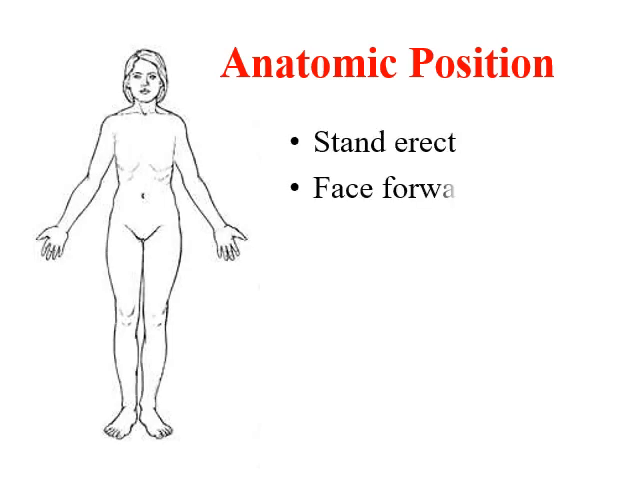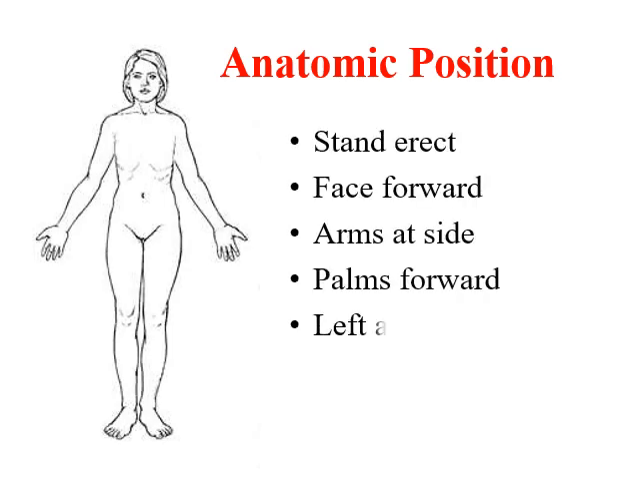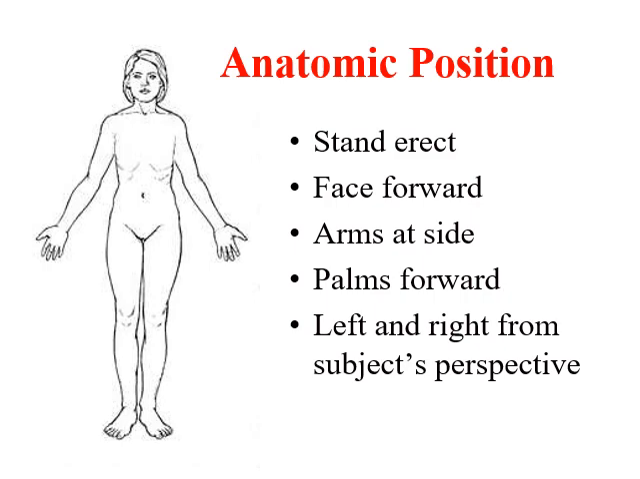To prevent ambiguity, we define the anatomic position. The person about whom we are speaking is assumed to be standing upright, facing forward, arms at their side, with palms facing forward.